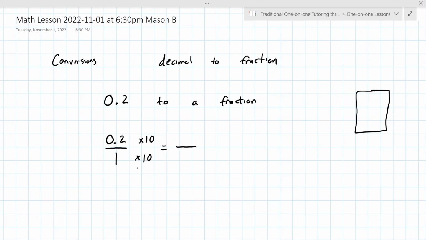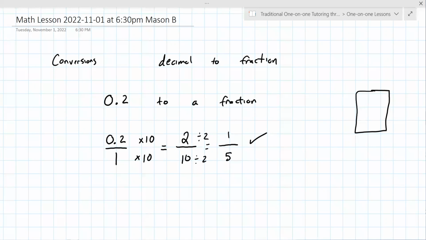What is 1 times 10, Mason? On the bottom here, what is 1 times 10? 10. And how about 0.2 times 10? Can you tell me that? 2. It's 2. So you might think this is the correct answer, and you wouldn't be far off. Can you reduce this fraction? Yes. What number goes into both 2 and 10? 2. Okay, so if you divide each of these by 2, what are you left with? It's 1/5. Very good.